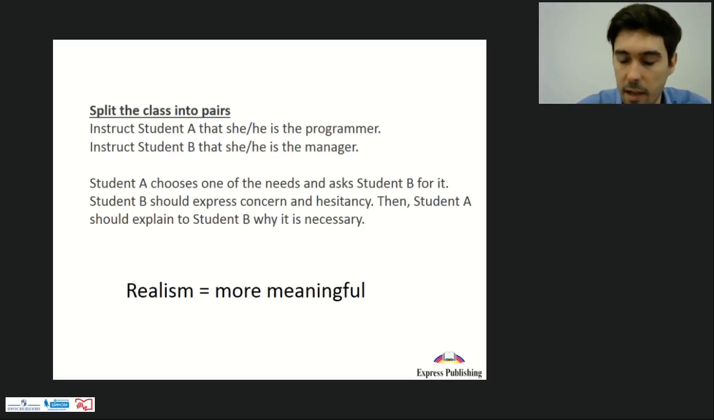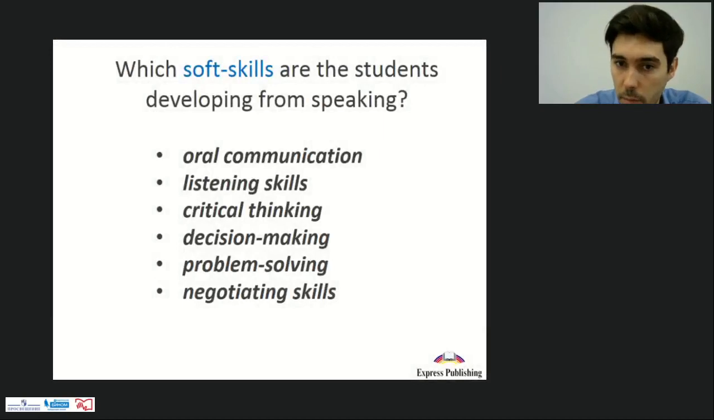So this is how we can add an element of realism into our class and how it can be made more meaningful. As we said before, our soft skills through speaking, again, we're developing oral communication skills, listening skills, critical thinking, decision making, problem solving, and also negotiating. If we have a problem, sometimes we may need to negotiate the best option. So we allow our students to practice using these different skills in the classroom that they can take into their place of work.